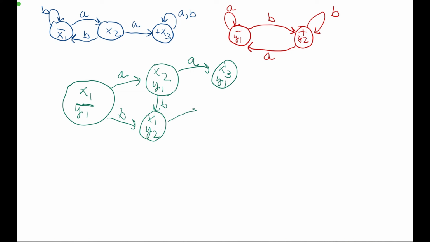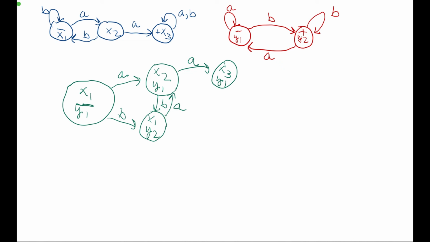If I'm in state x1 and I get an A, then I go to state x2. If I'm in state y2 and I get an A, then I go to state y1. Okay, so do we have an x2, y1? Yes, that's this state right here. So let's just draw that edge in.